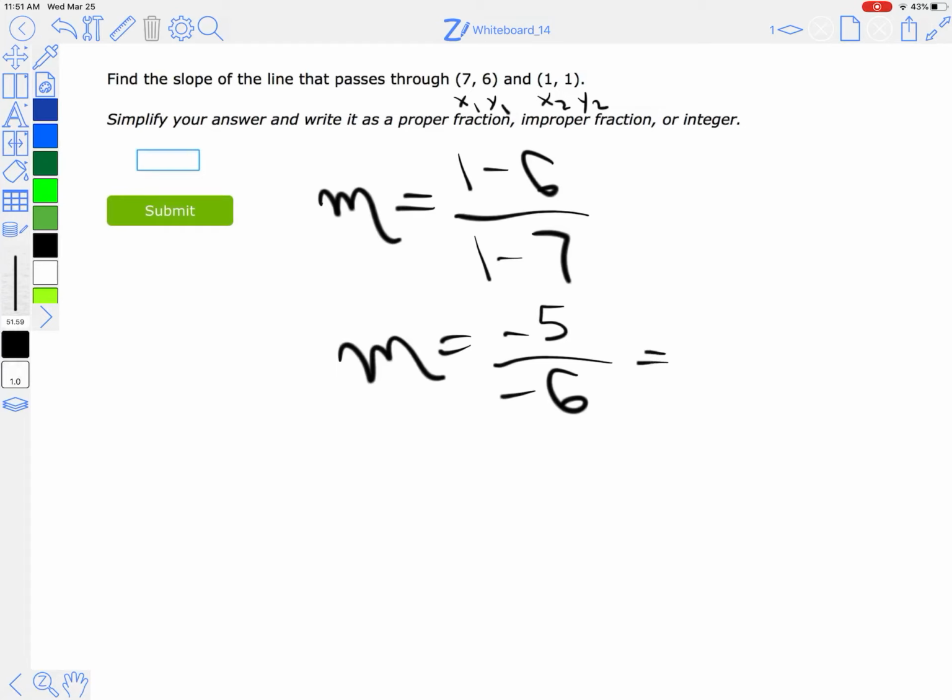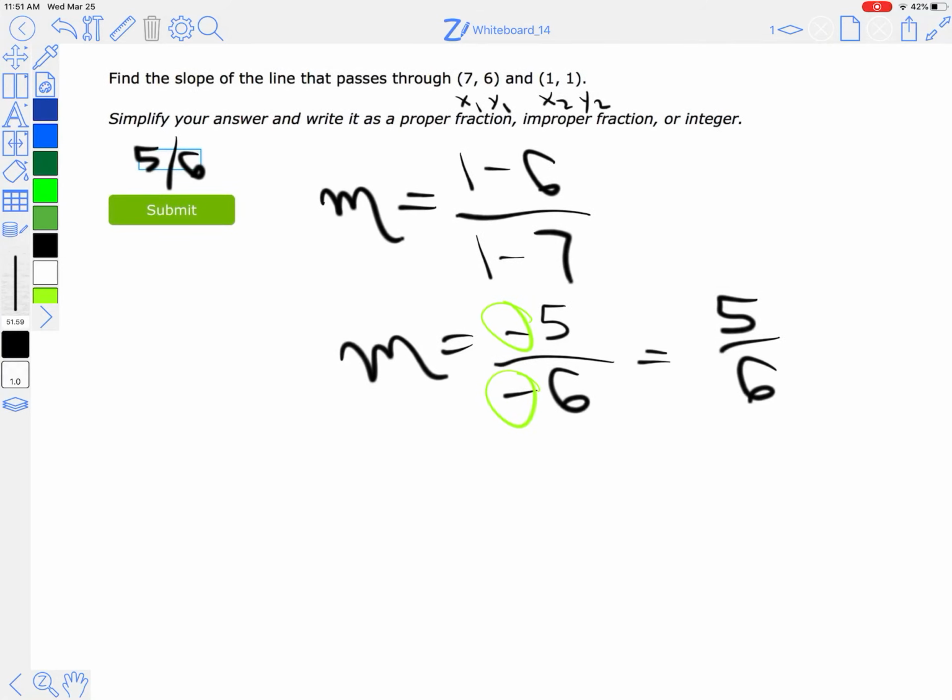And if you remember about our integers and positives and negatives, you know that a negative divided by a negative should leave you a positive answer. So my answer for this is 5/6. So I should leave it as 5/6. So that's that.